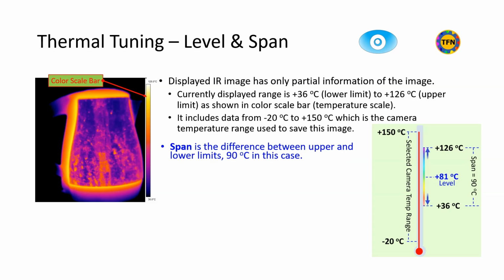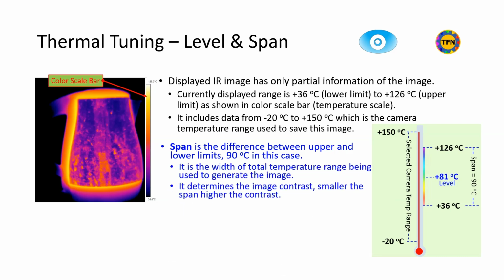Difference between upper and lower limits of the temperature range displayed is called span, 90 degrees Celsius in this case. It determines thermal contrast. Narrower the span, higher the contrast. The midpoint of the span, 81 degrees Celsius in this case, is called level. It can be changed by adjusting either lower or upper or both limits of temperature range with or without same span.